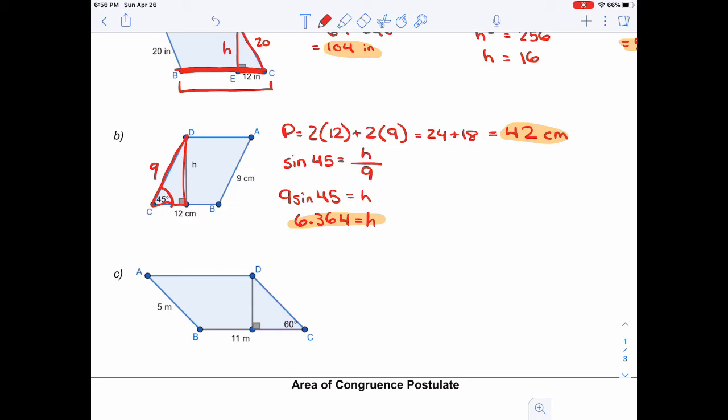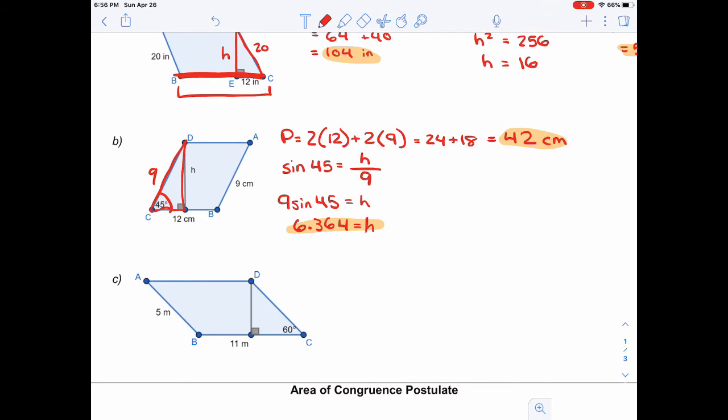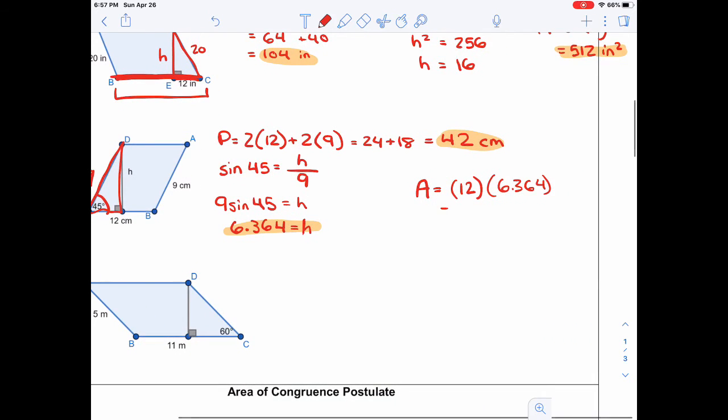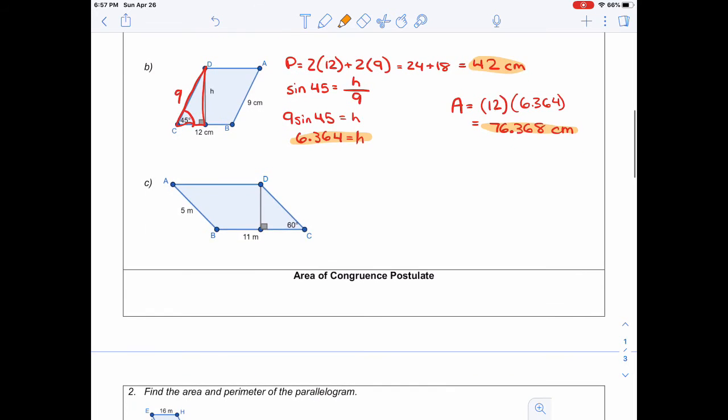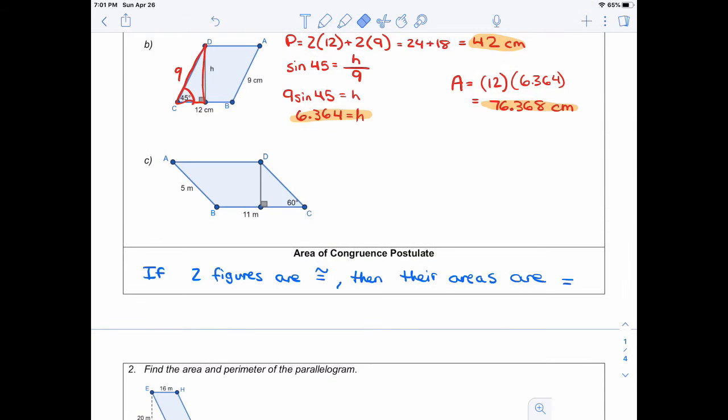So we have our height here, and then for our area, we already have our base given to us. Again, remember it's perpendicular to that height. So our base is going to be 12. Our height we just found is 6.364. And if we go ahead and multiply that out, we should get 76.368 centimeters. Okay. So I'm going to suggest you guys do that next one on your own and then check your answer with the key.